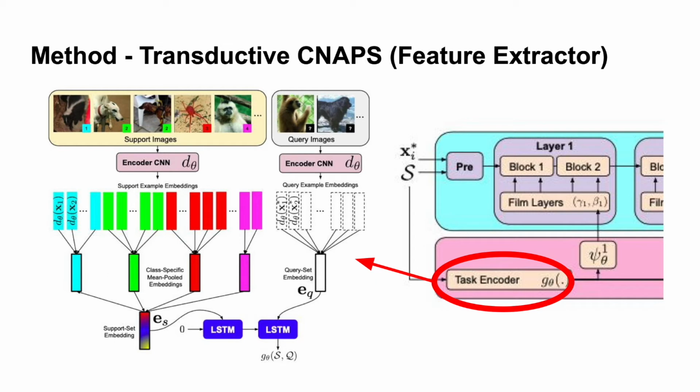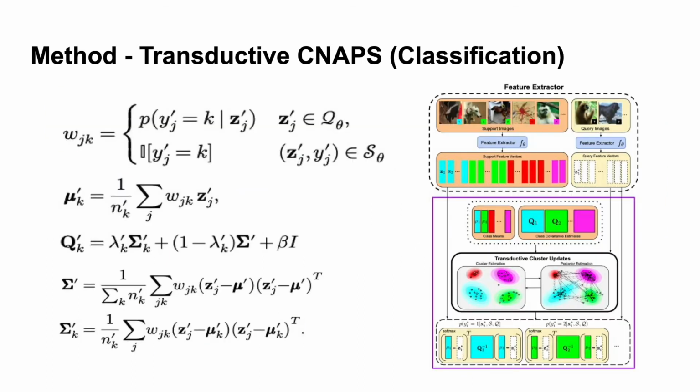And then these query examples, after being processed by the same CNN, the same feature extractor, are mean pooled to form this query set embedding. And then the two of them are processed in a two-step LSTM to create the final task encoding that we then use in the adaptation network to adapt the entire feature extractor. Now, at the classification level, we also extend the transductive idea by performing semi-supervised clustering. What do I mean by that?